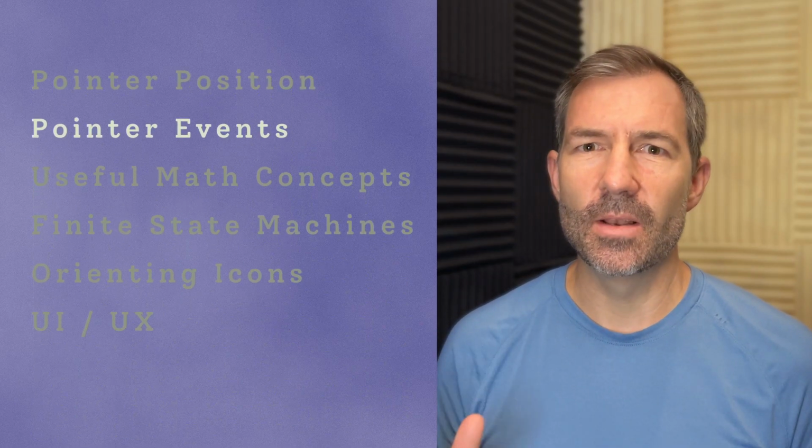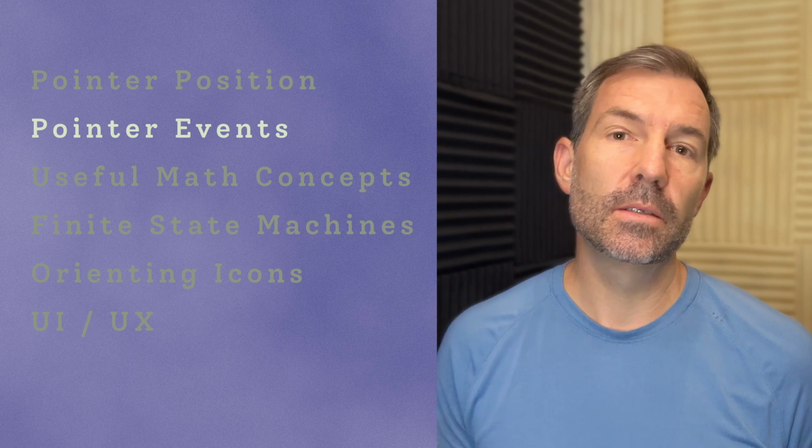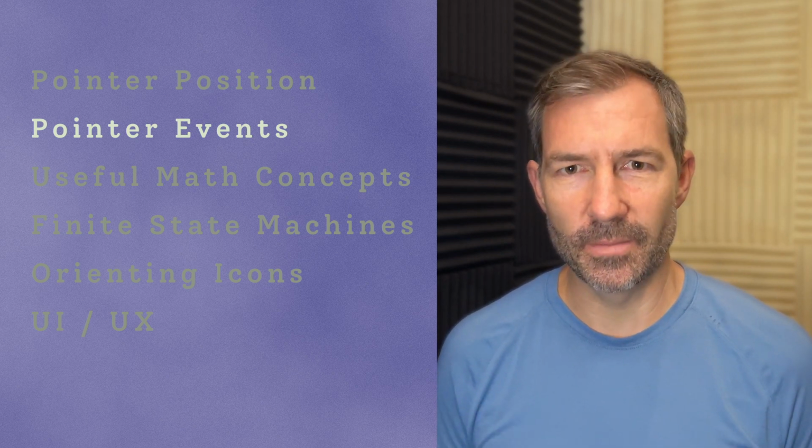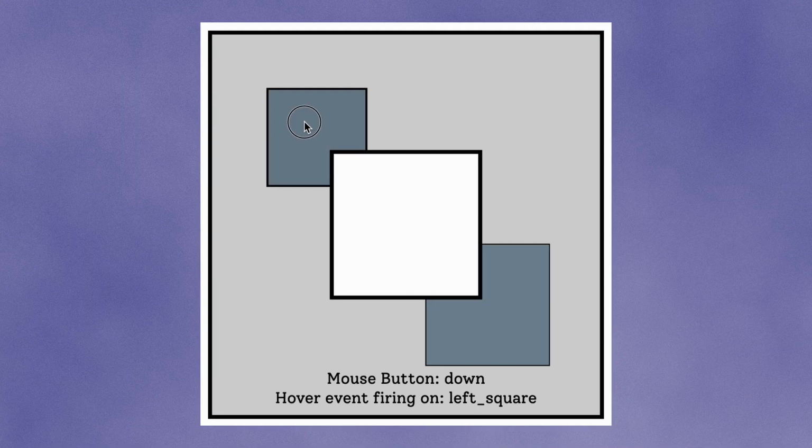Pointer events. I feel like this took me longer than I wanted it to. You see, a lot of the tutorials out there will show you how to click and select a single element. But what happens when you're dealing with multiple overlapping elements that each have their own pointer events? If you're dragging an element and your cursor happens to find itself over another element with its own events, you can run into some issues.